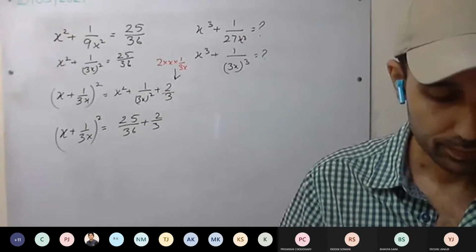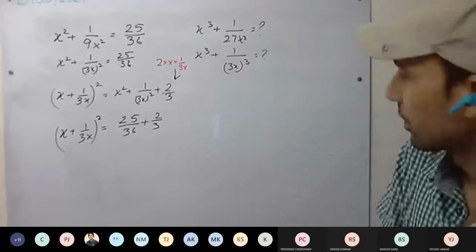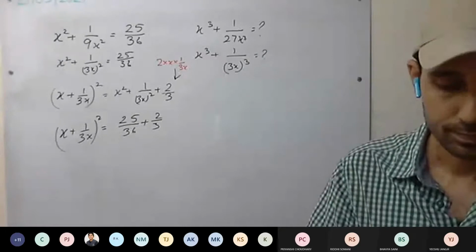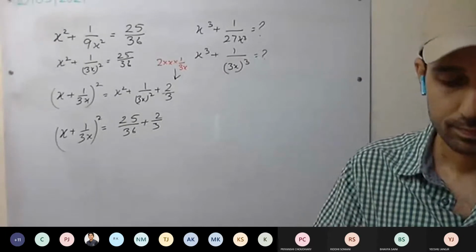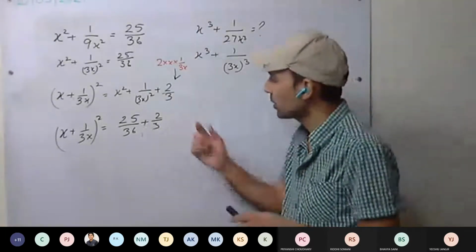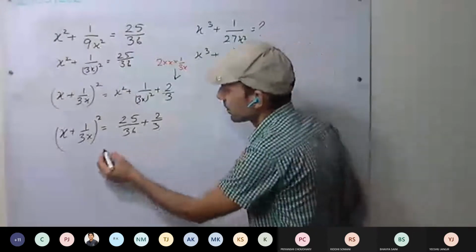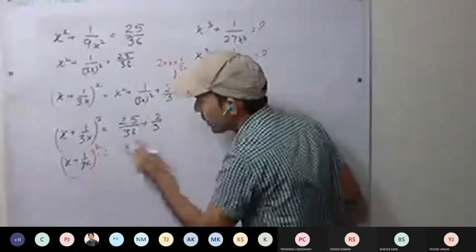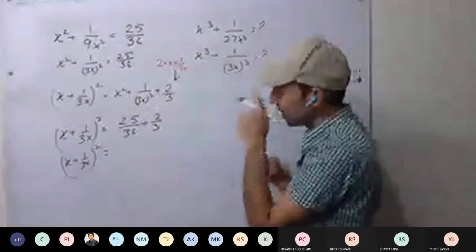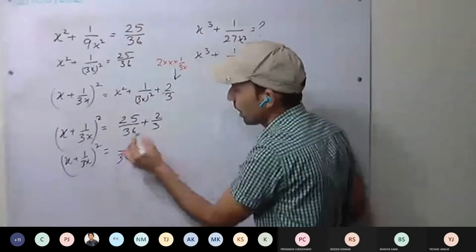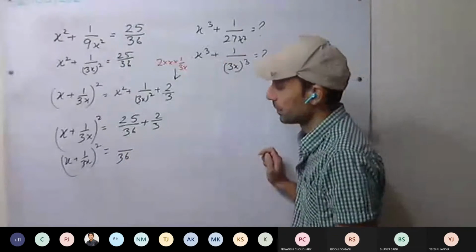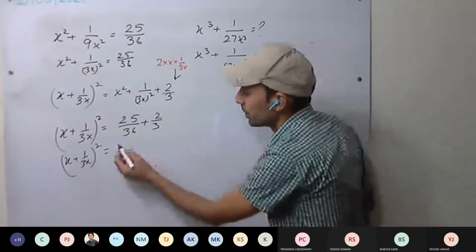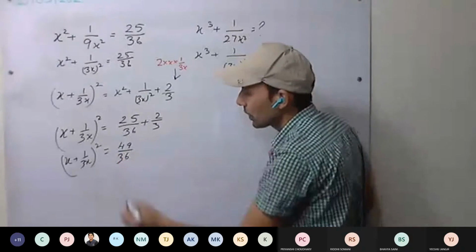Everyone calculate the value. So how much is it coming? How much are you getting? Anyone in class, how much have you got? Square value. Take the LCM and tell me. How much? Have you got this value?